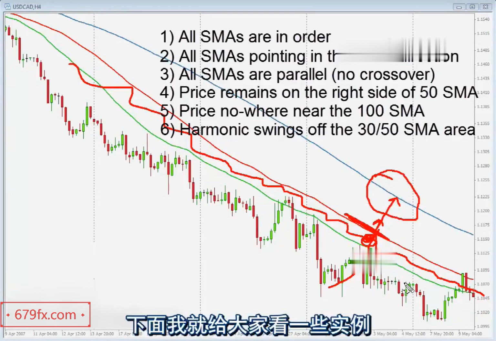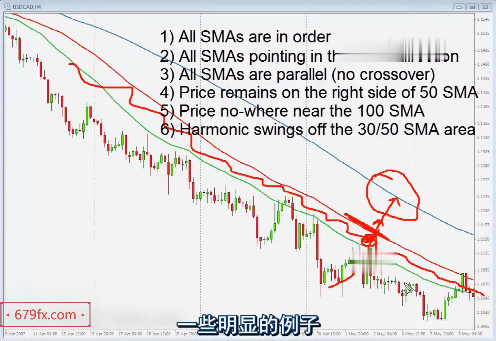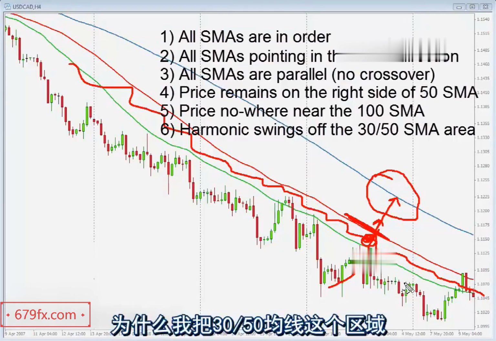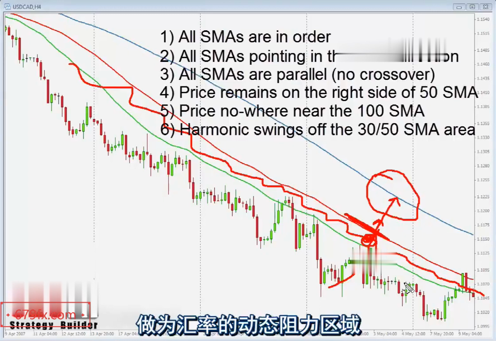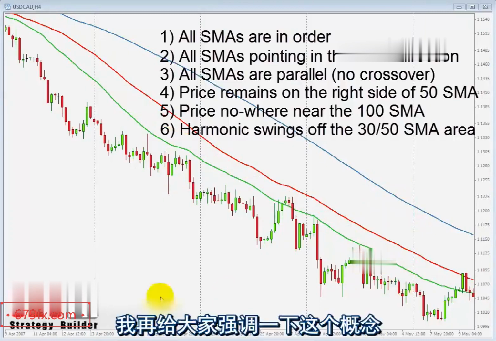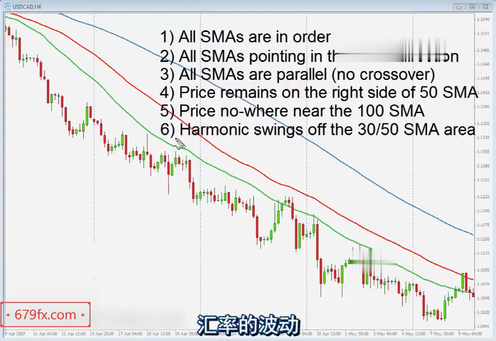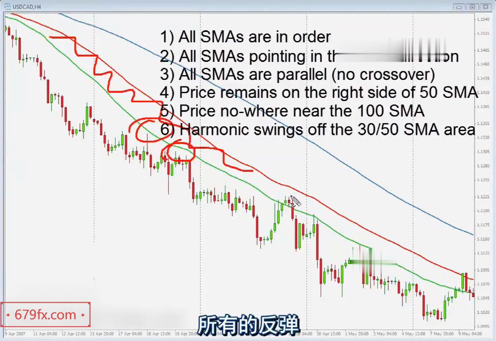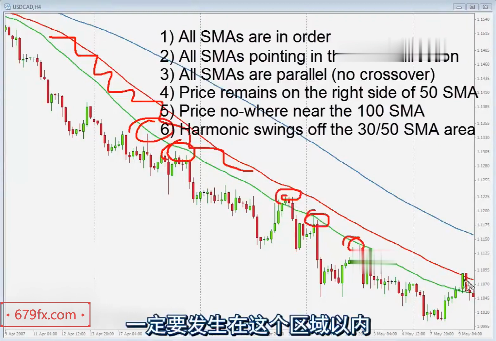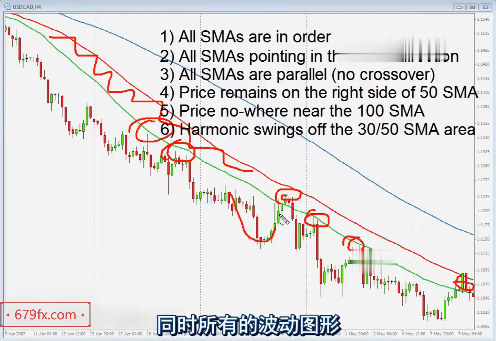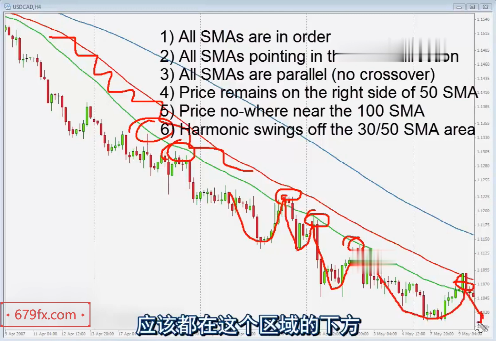Okay, I'm gonna be showing you now some clear examples as to why I consider the area between the 30 and the 50 to be a dynamic area of resistance. But just to dip you guys into this concept, I like price, all the different swings, all the different retracements, to end at this precise junction of the chart, and moreover, most of the different swings to be created off that area. All right.